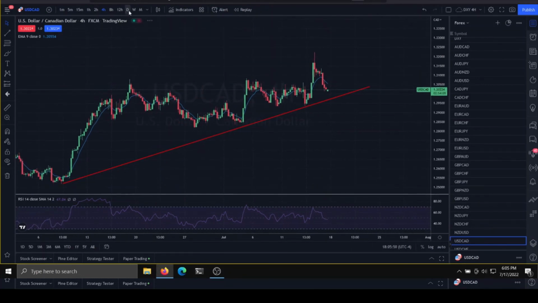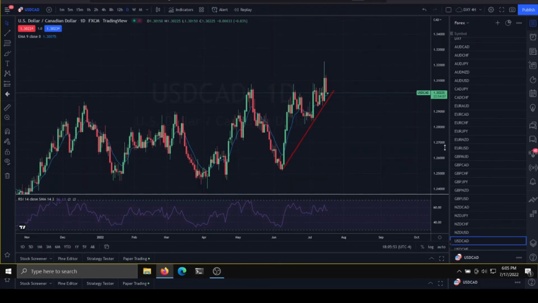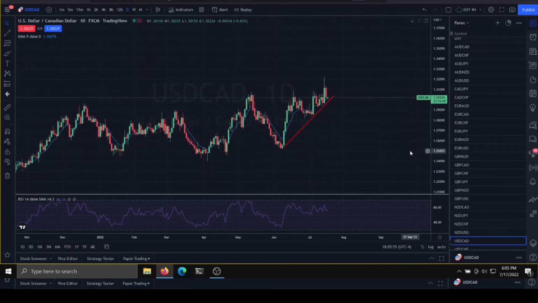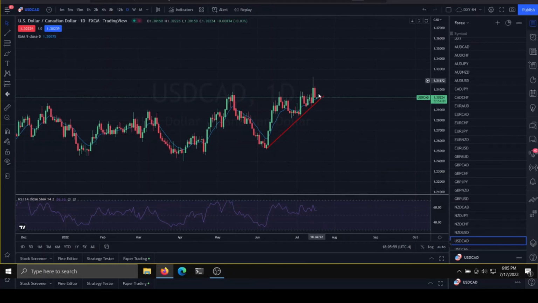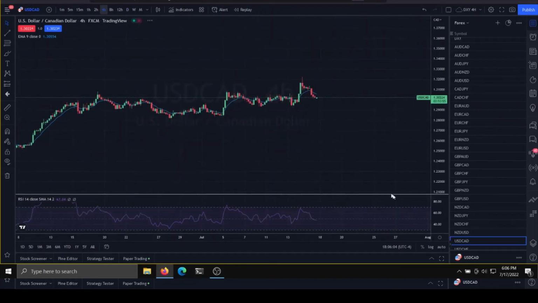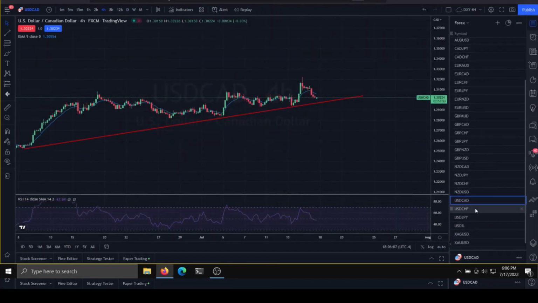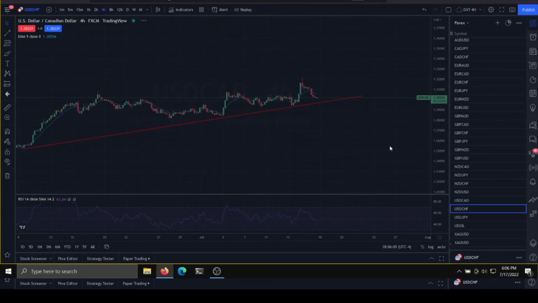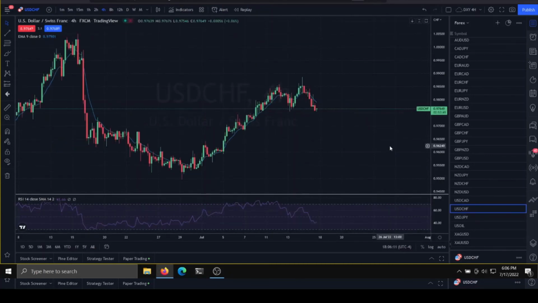Look at that on a daily chart. It's not overbought yet, but you do have this nice wick. Could break down. Probably a good pair to watch this week. USD CHF, I think it's similar. It's also similar to the DXY, I believe.